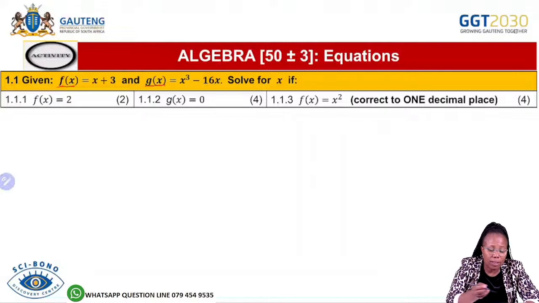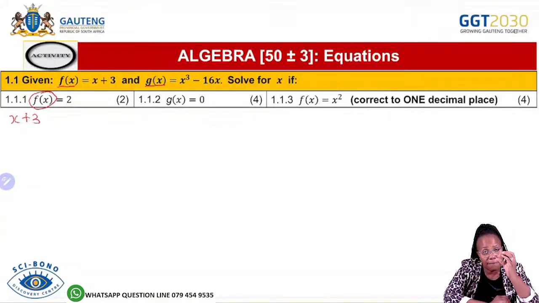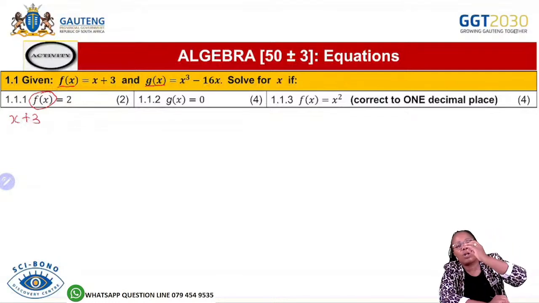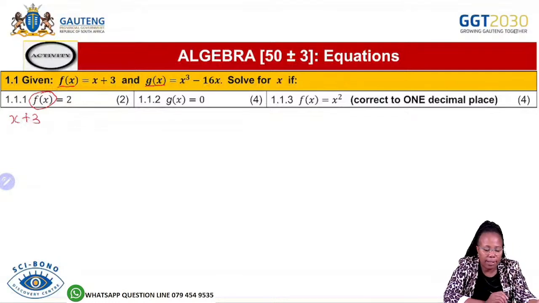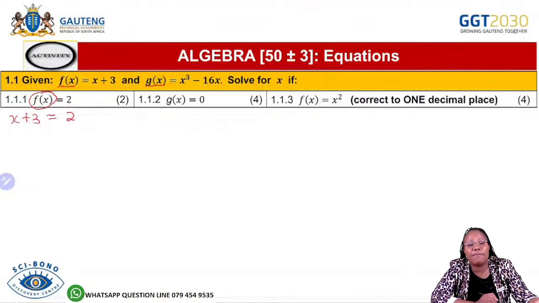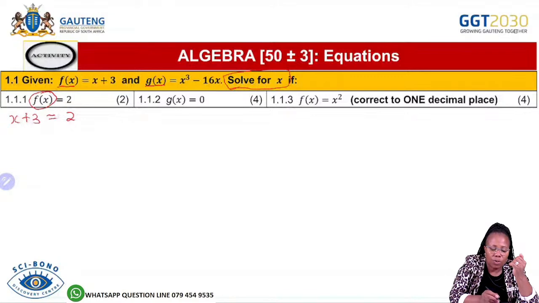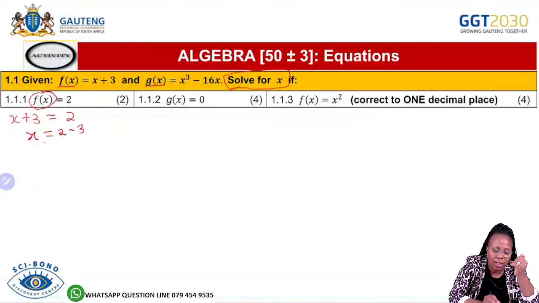And then 1.1, we are given that f(x) is equal to 2. That means they say solve this, but using what? The f(x) formula. What is f(x)? f(x) is x plus 3. We are going to substitute that for f(x) because f(x) is equal to x plus 3. Now this will be equal to 2 because that was given as f(x) equals 2. Remember, you are solving for x, so we will transpose this 3 to the right. It will be 2 minus 3. Then our answer will just be negative 1.